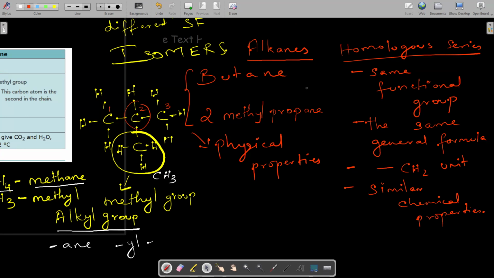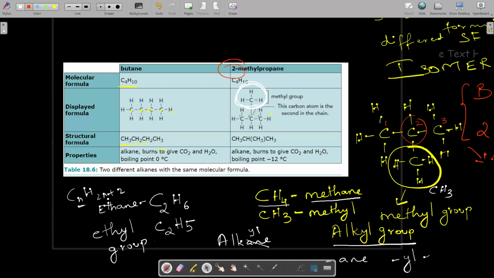And I also spoke about isomers. So let's see what isomers are. As I told you here, butane has the molecular formula C4H10. Let me take this off so that it is easy for you to see it. The molecular formula of 2-methyl propane is also C4H10. So the same molecular formula, but look at the structures.